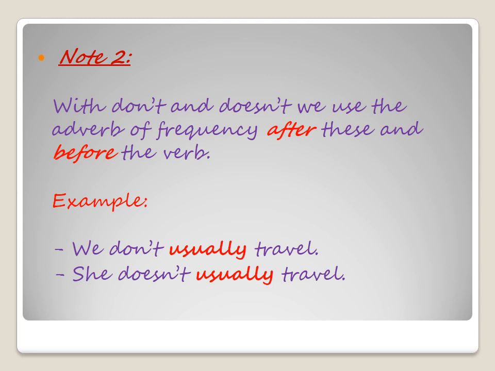With don't and doesn't, we use the adverbs of frequency after this and before the verb. We don't usually travel. She doesn't usually travel. So what have we said? That the adverbs of frequency stay after the don't and doesn't, and as well the adverbs of frequency stay before the main verb.